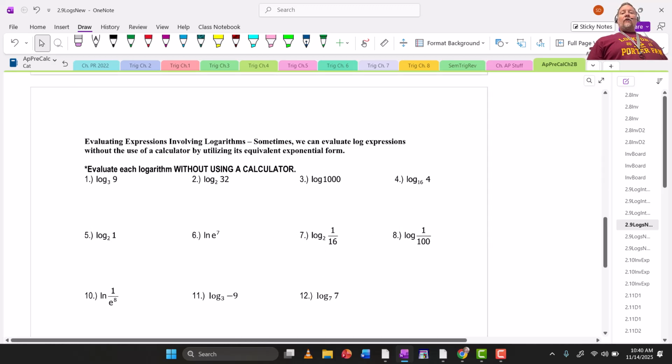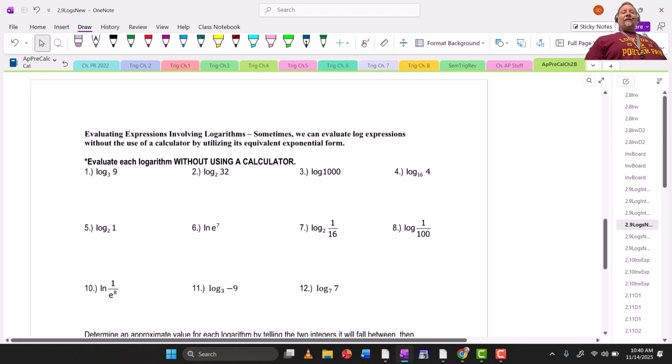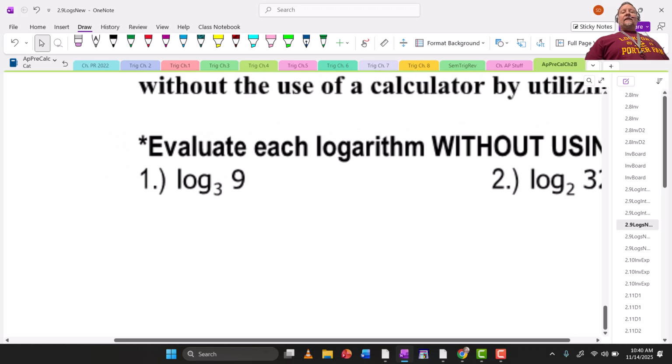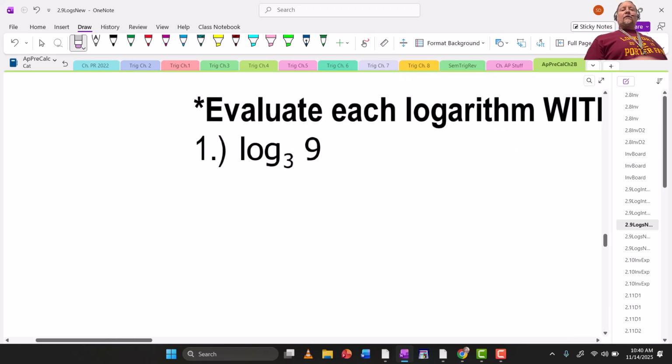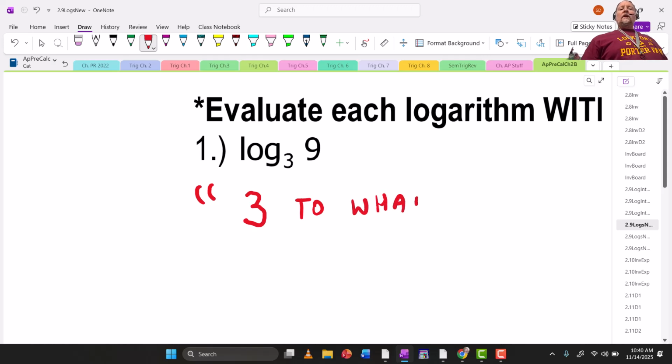Okay, here we go. When I see this question, go ahead and write this down. This is what I used to write in my old-fashioned notes. This really reads or is asking 3 to what power equals 9? So go ahead and write that for note purposes.